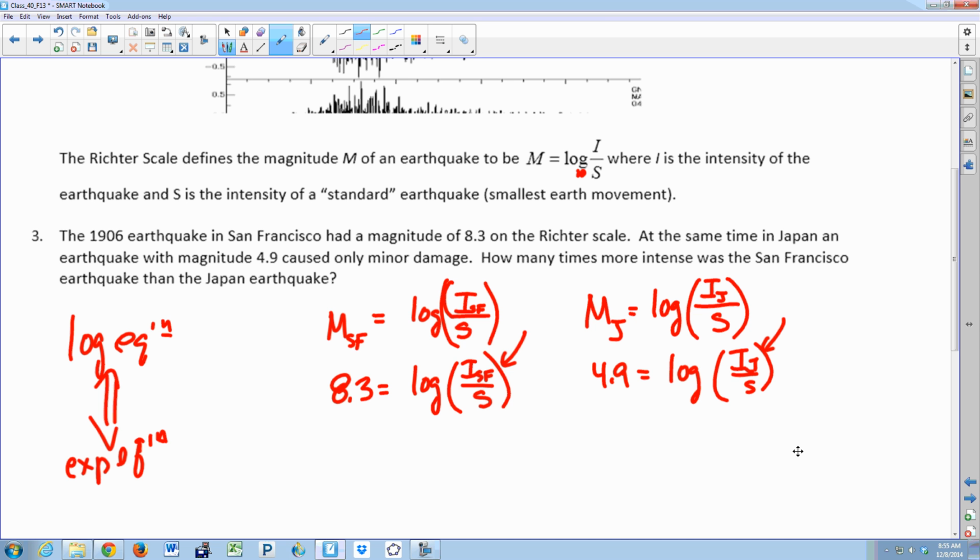Well, I want to undo the log, so I don't want to introduce another log. I want to somehow write it as an exponential equation. If I took the natural log of both sides, it's not going to undo any of this log stuff here. So how about if I gave you something like this: 8.3 equals the log of A. How would I write that as an exponential equation?